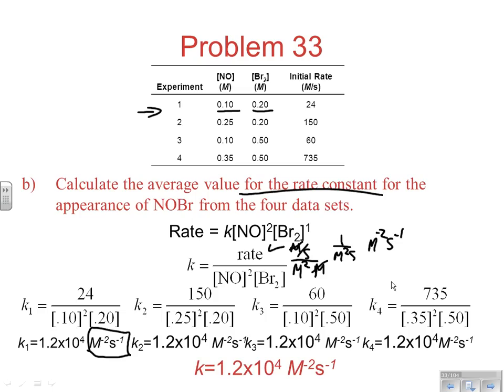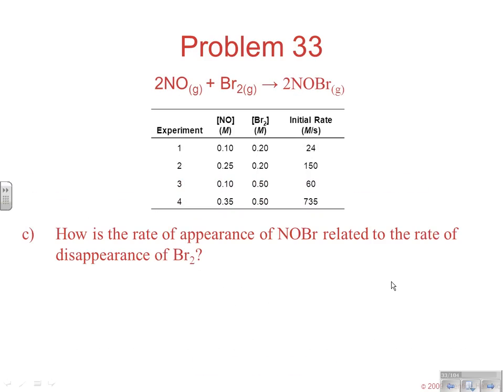So the k here is going to equal 1.2 times 10 to the fourth, and it would be 1 over molarity squared seconds, which is molarity to the -2, seconds to the -1. Another way to write that exact same thing. So remember, these two things are the exact same thing. Get used to how you see units written in this chapter. So that's a typical problem.